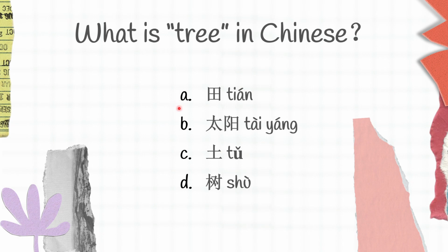We have A. 田, B. 太阳, C. 土, and D. 树. So let's think first. So 田 is field, 太阳 is sun, 土 is soil, and 树 is tree. So tree in Chinese is D. 树.